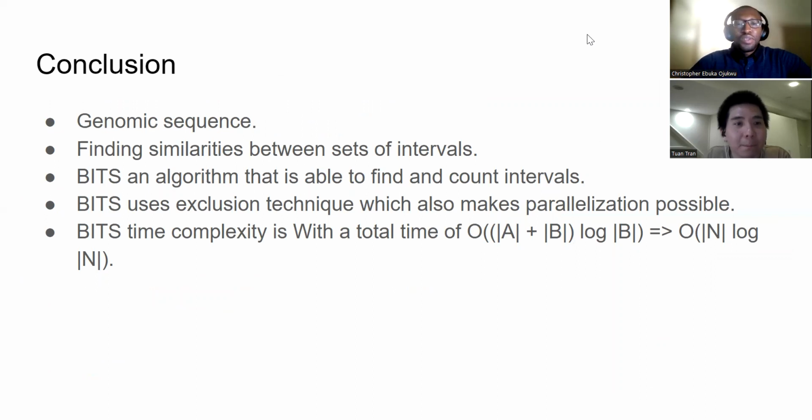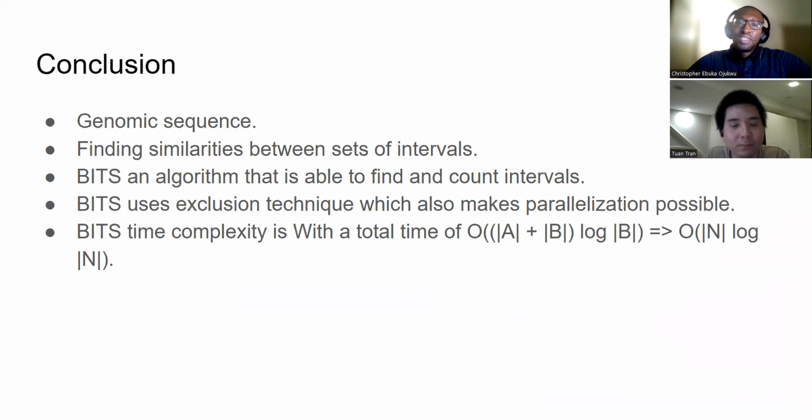Okay. So to conclude, we've talked about the idea of the genomic sequence, which is looking at nucleotides, at specific parts of the nucleotides. It could be chromosomes, it could be a gene, it could be a lot of things, but it's just looking at very specific intervals. And we can find information about these intervals by looking at other intervals and finding the similarities between the sets of intervals. And BEATS is an algorithm that is able to find and count these intervals.